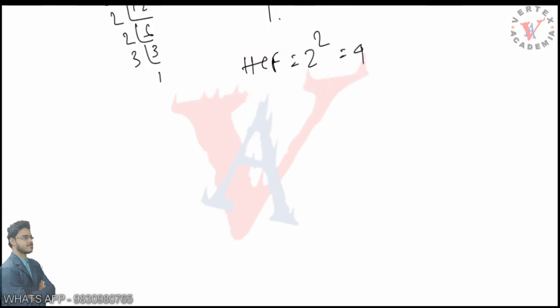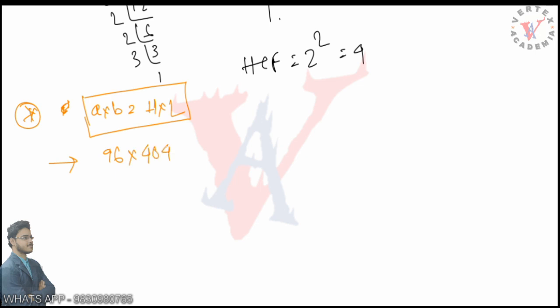Now we have to find the LCM with the help of the HCF. So here comes the property that the product of two numbers is HCF into LCM. We write that in a short way: A into B equals H into L. This is the short form: product of two numbers equals HCF into LCM. So we can write this as the numbers 96 into 404 equals their HCF, 4, into the LCM we have to find, let that be X. So X equals 96.